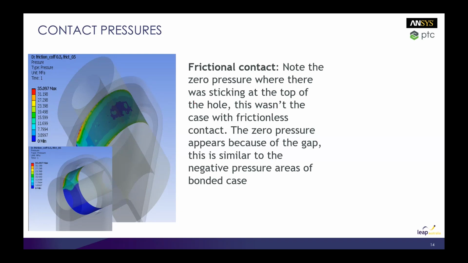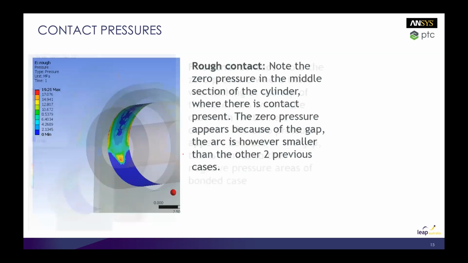Okay, so with rough contact, there's this little patch here. Because the housing is bending, it's causing that to come into contact, and then there's a band of negative pressure in the middle. So the gap in the arc is smaller than in the previous two cases.